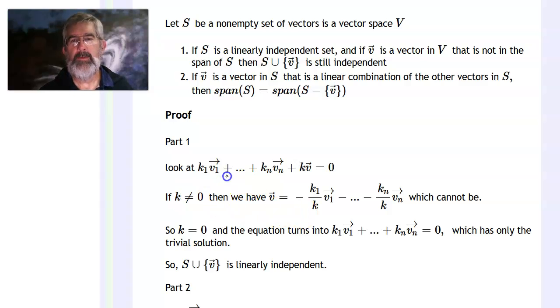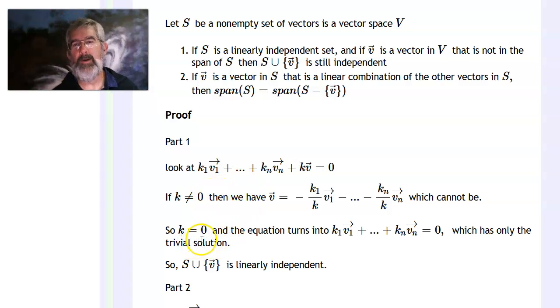So k1 v1 plus k2 v2 up to kn vn plus this extra kv. Now, if that k here is not equal to 0, then I can solve for v. So move everything over to the other side and divide by k. If k is not 0, I can divide by k. And I get that v is a linear combination of v1 to vn. But we said it wasn't, right? V is supposed to be chosen to be not in the span of S. So k has to be 0, because if it wasn't, I'd have a contradiction.